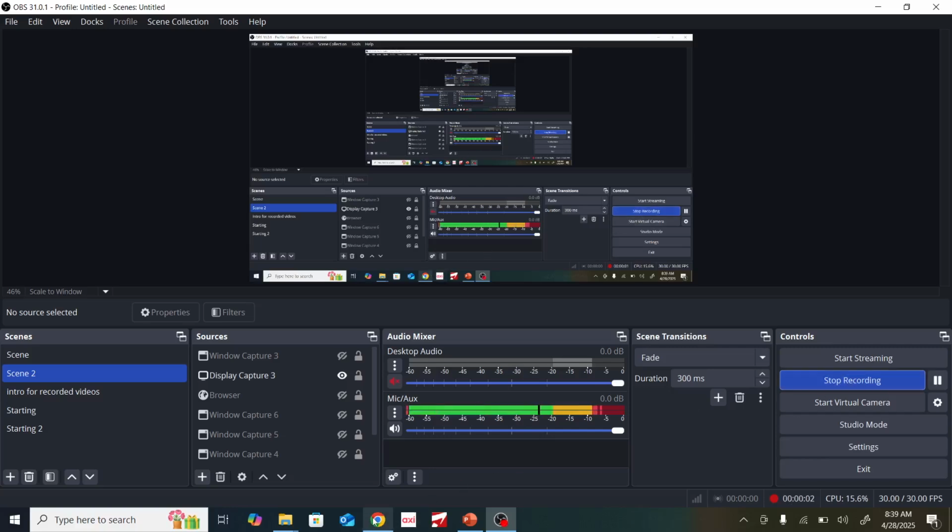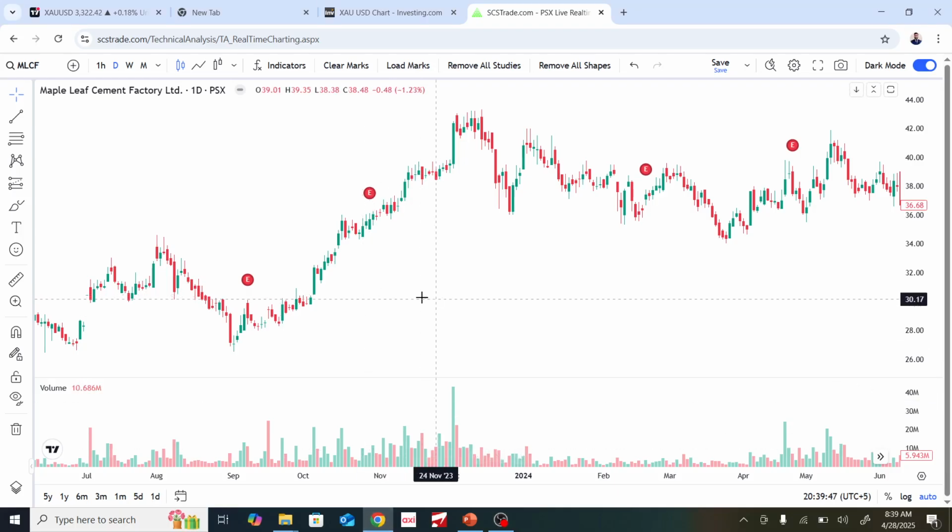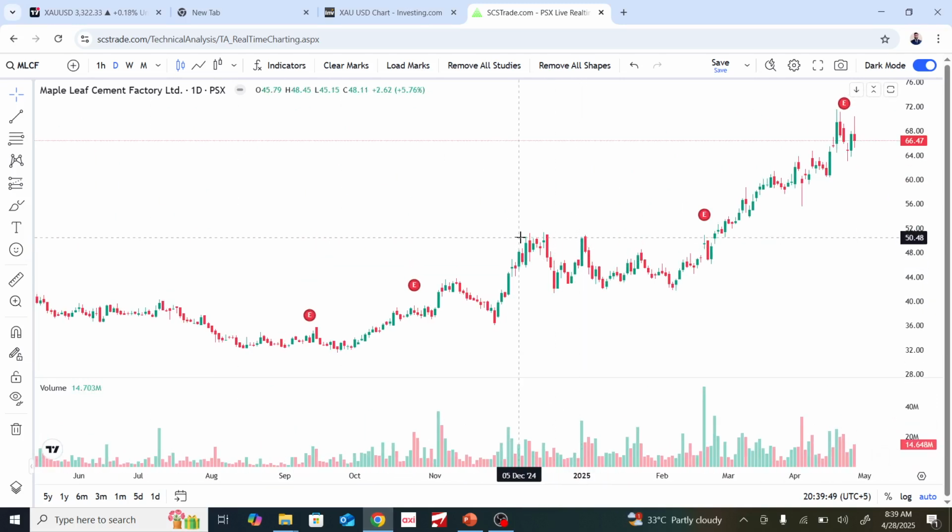Hello everyone, let me tell you another strategy. This is an Ichimoku strategy, and this is the chart of the stock market.